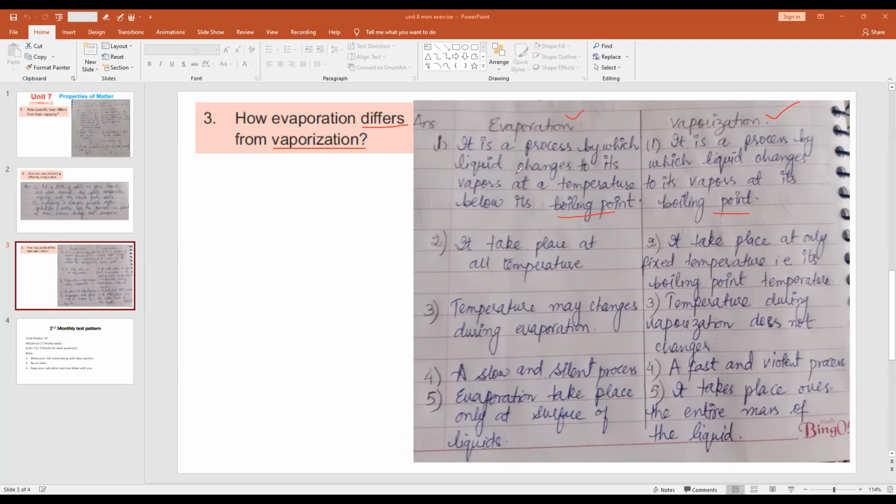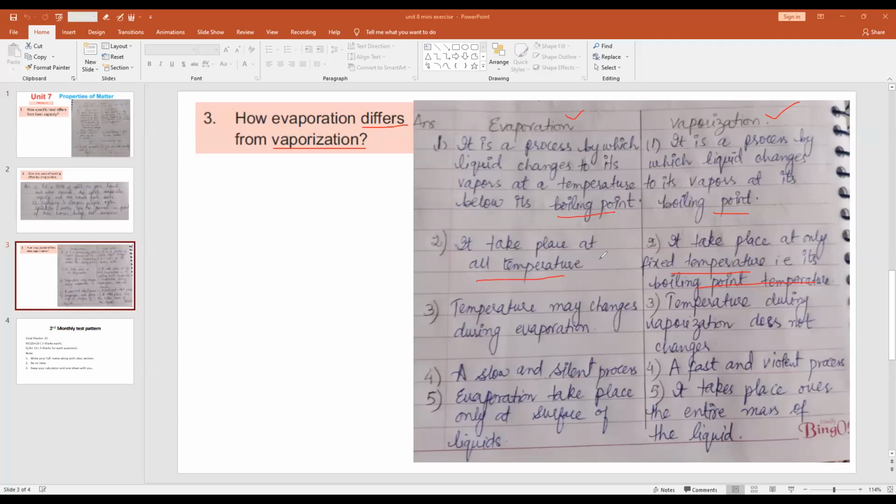So for evaporation, there is no need to be concerned about the boiling point. It can be done at any temperature. But in the case of vaporization, it can only be performed at the boiling point of that substance, right? Evaporation takes place at all temperatures, and vaporization takes place only at a fixed temperature, that is its boiling point temperature.